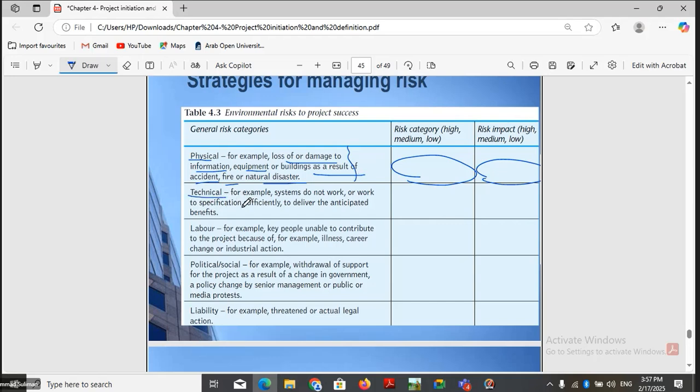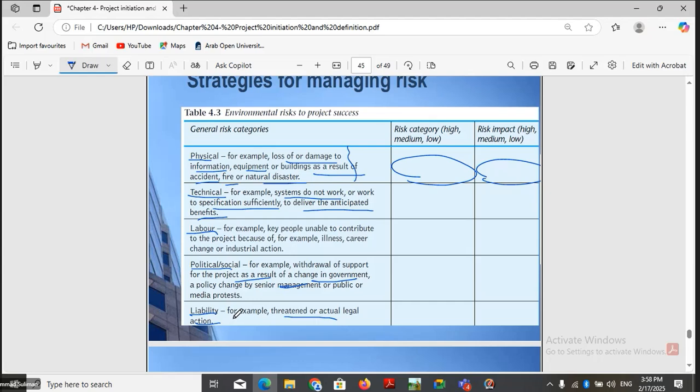We also have technical risk, like the system does not work to specifications sufficiently to deliver the anticipated benefits and so on. Then labor risk: people unable to contribute. They may not be ready to contribute, or they may not be willing to contribute. They might want to quit the job. Okay. Political or social risk, that is withdrawal of support for the sponsors or from the government. For example, a change in the government may withdraw the support from the people, and so on. Liability, for example, threatened or actual legal actions can be taken for some reasons. Okay, this is another risk. All these are considered as general categories of risk.